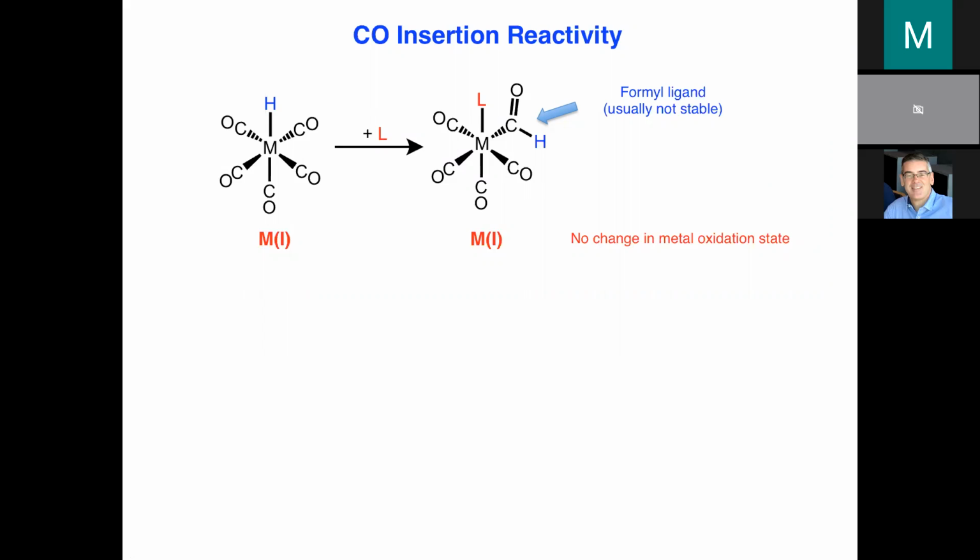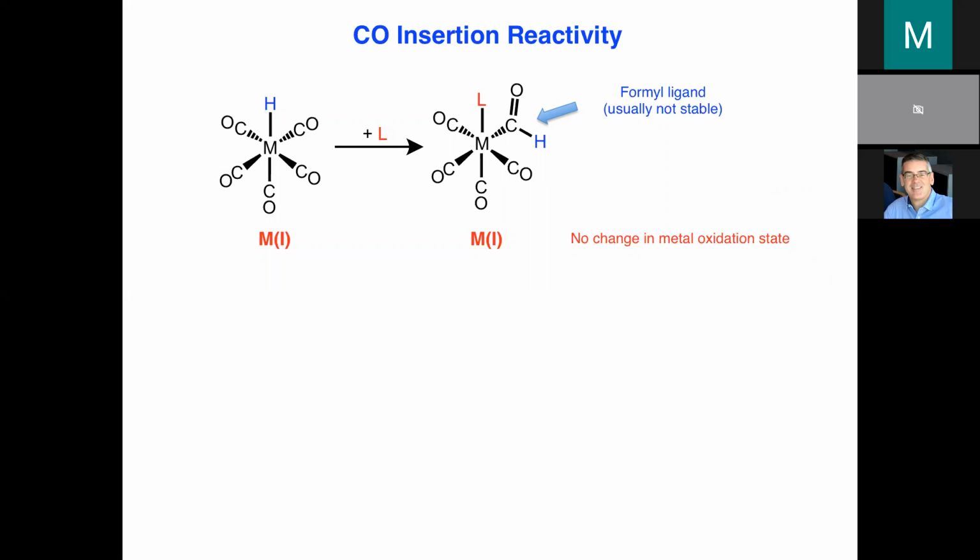And so this type of insertion is termed a 1-1 insertion. It's just called that because the metal and the hydrogen are ending up bound to the same atom. And that atom is just one atom away from the metal center. So that's kind of where that 1-1 nomenclature comes from.